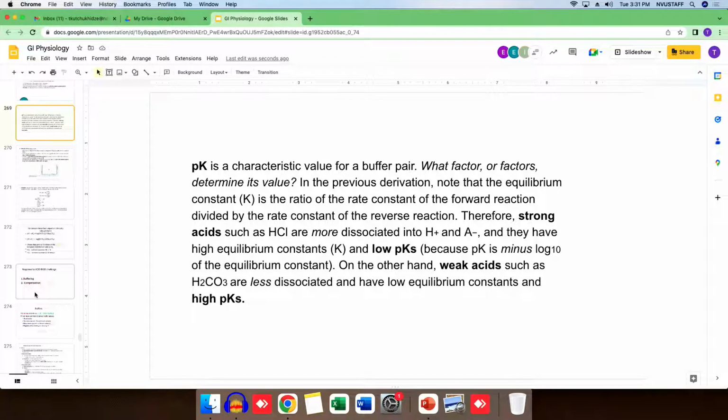For example, strong acids such as HCl dissociate more into H pluses and chloride minuses, so they have a higher equilibrium constant, higher K, and their pKs will be low. And vice versa, weak acids have a lower equilibrium constant, and their pKs will be high. So it is always vice versa regarding the equilibrium constant and the pK.